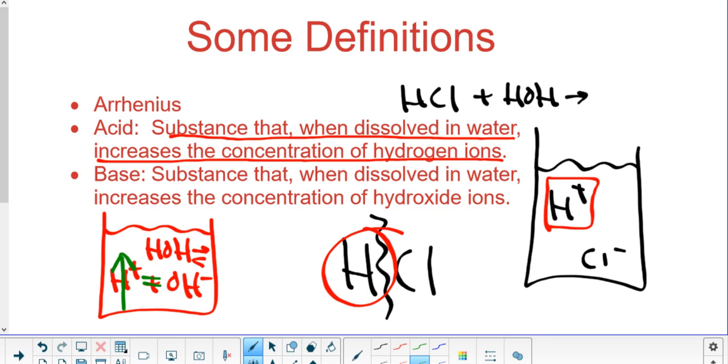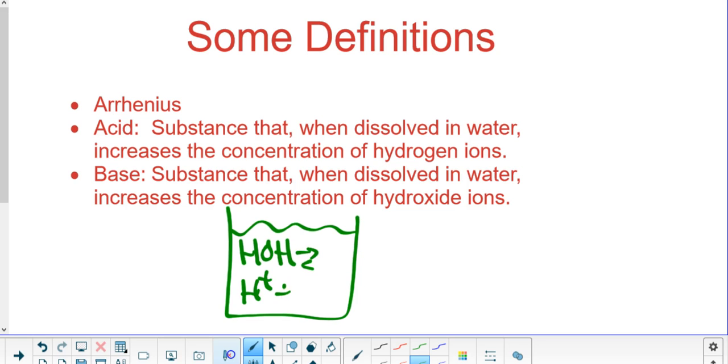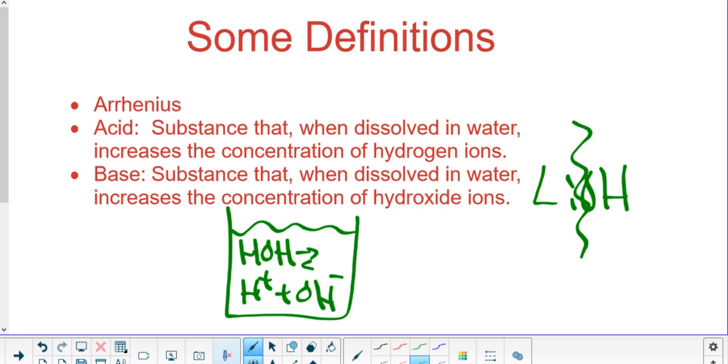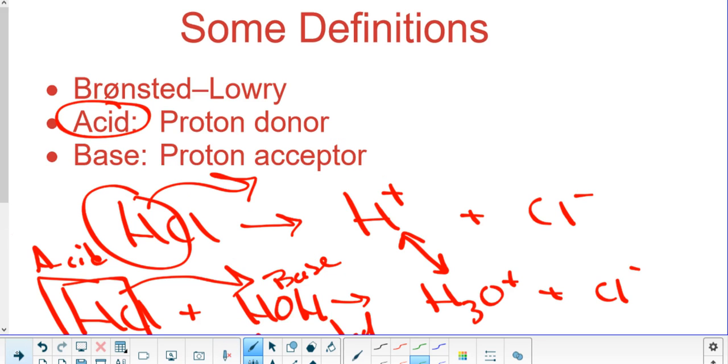Now the exact opposite is true for a base. We still have water, and it still is in equilibrium with H+ and OH-, but this time I'm adding a strong base like lithium hydroxide. That would completely break apart, so the concentration of hydroxide would go up. So we would define lithium hydroxide as an Arrhenius base because hydroxide is increasing. Pretty simple. Alright? So a Bronsted-Lowry definition of an acid is a proton donor.